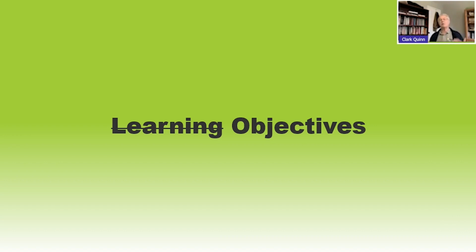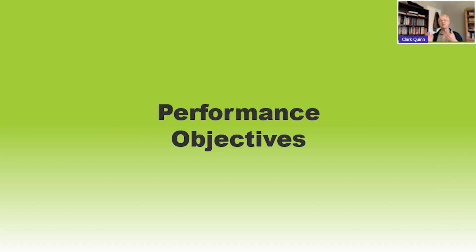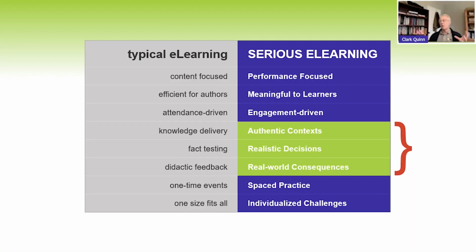We need performance objectives. We need to stipulate the objectives for the outcomes of the experiences we design in terms of what people can be able to do differently. And that is a critical element to making deeper e-learning that's actually going to make a difference, that's going to have that impact we really need. So to me, another core of this is using that performance to drive what authentic context, what realistic decisions, and what real-world consequences come out of this.